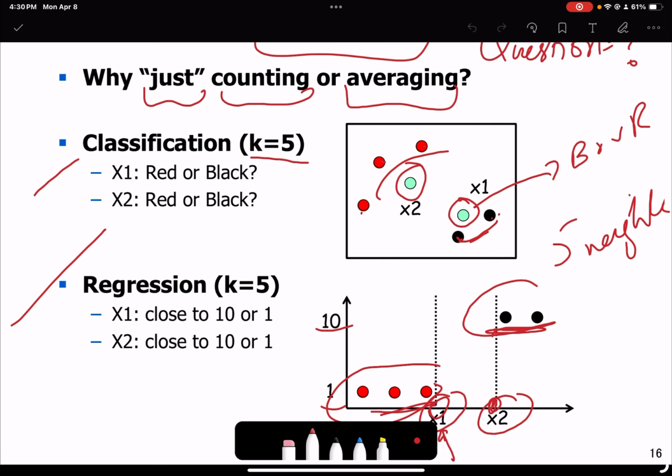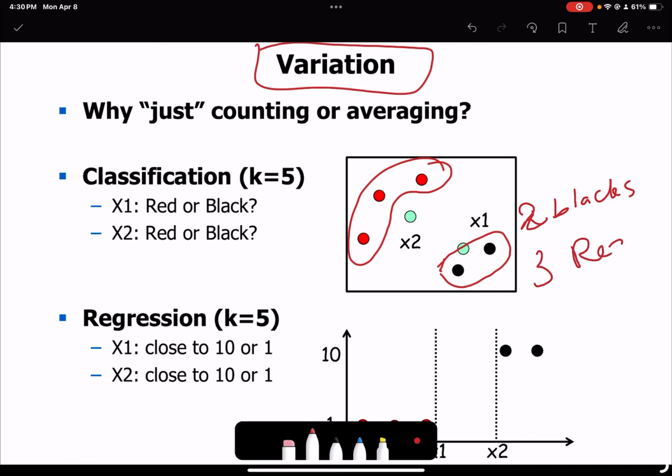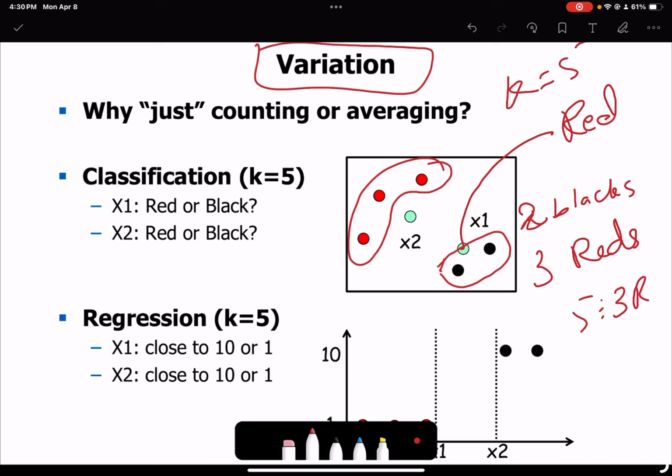So in this case, you can see the problem here. If we are considering 5 neighbors for x1, although we have only 2 blacks and we have 3 reds, how do we classify in case of voting? We classify this as red because we are considering 5 values. Among the 5, since 3 are red, this data point becomes red, which is misclassified.